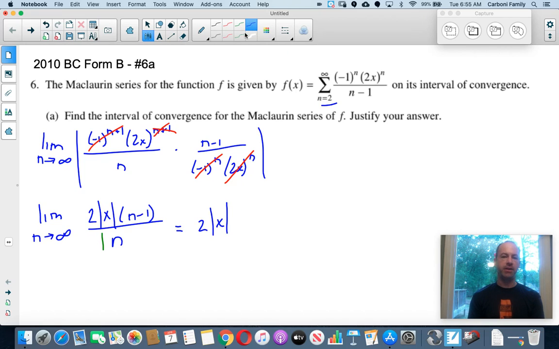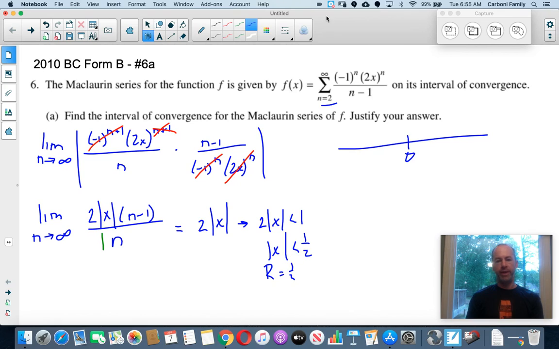And in the case of a ratio test, we need the answer to the limit, 2 absolute x, to be less than 1, which will be when absolute x is less than 1/2. And while this question did not ask you to do this, if it did ask for the radius of convergence, you would stop right here. Your radius is actually 1/2. Whenever you get to the absolute value less than a number, that number you are less than is the radius.